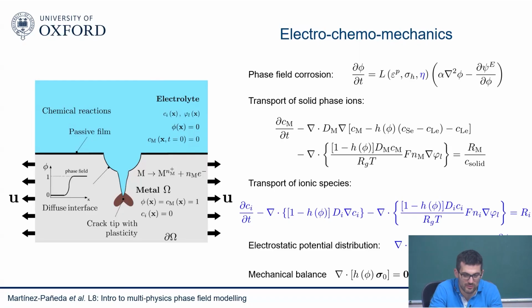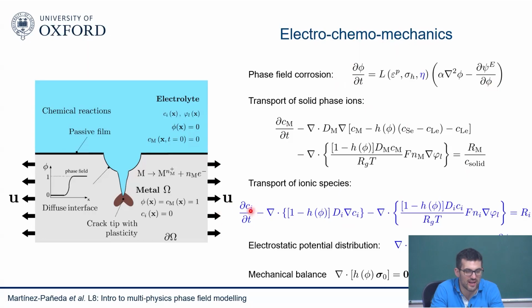Well, you can. I mean, the models start to become a bit big. You're seeing here the equations, but you can solve for those. So you can see here what you end up with is, you have an equation for the corrosion front. So again, it's the same equation that I showed you before. Then you have one for the transport of solid phase ions, or the metal ions. That's the one we discussed before. But now you have an extra one, which is the transport of ionic species.